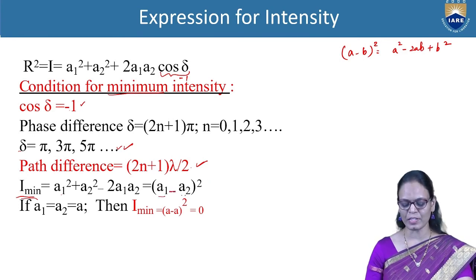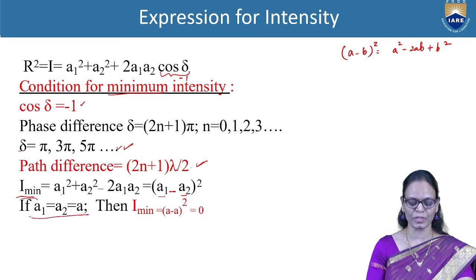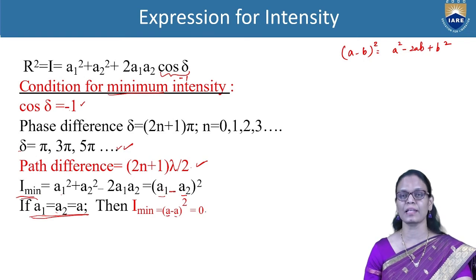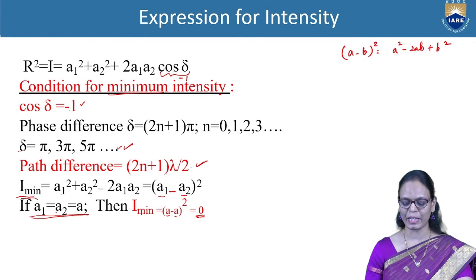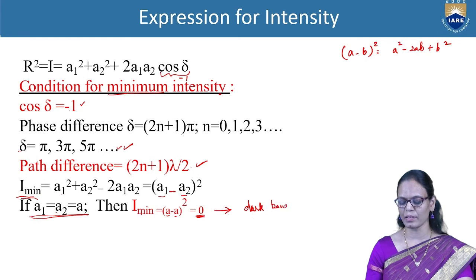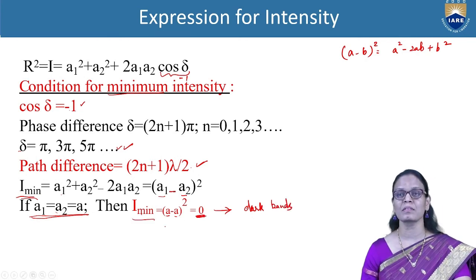And if a1 is equal to a2, if they are of the same amplitude, the first wave y1 and the second wave y2 have the same amplitude, then we put a1 is equal to a, a2 is equal to a, and a minus a is 0. So the minimum intensity is 0. So this corresponds to dark bands. The dark bands here are completely dark. The intensity is very minimum, that is 0.